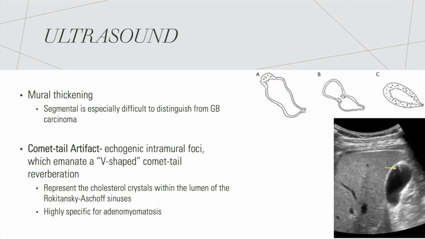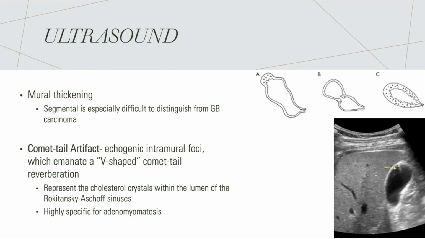So here we see diffuse, as illustrated in our cartoon here, segmental, and then we see localized here, or fundal. So what we're going to see on ultrasound is just mural thickening, as we see in each of these here. And segmental is especially important because it's very difficult to distinguish from gallbladder cancer.